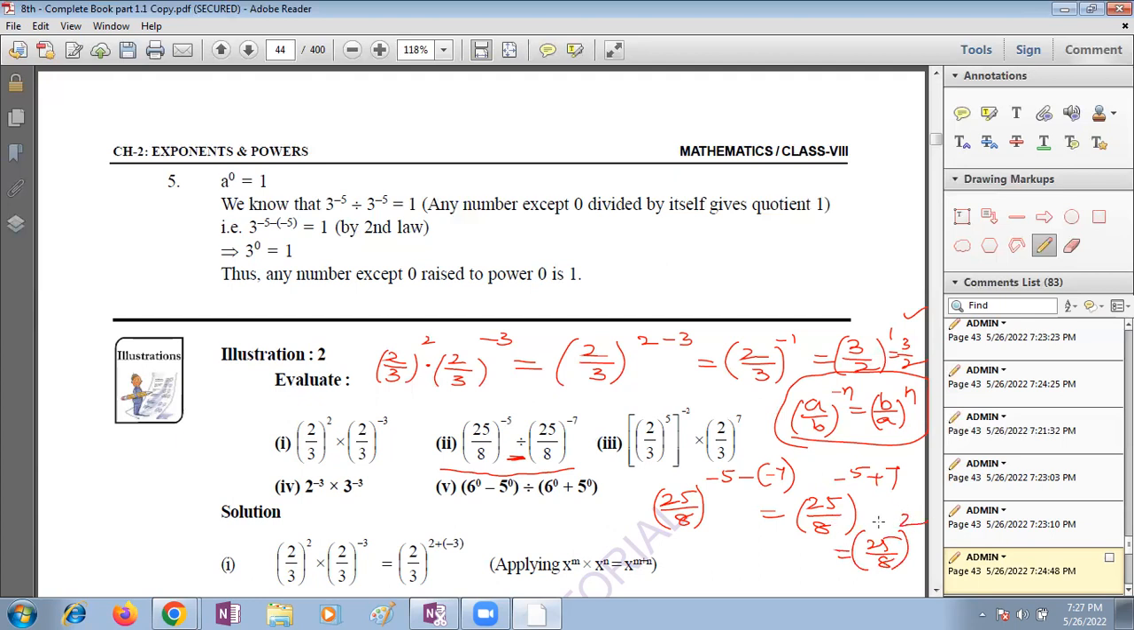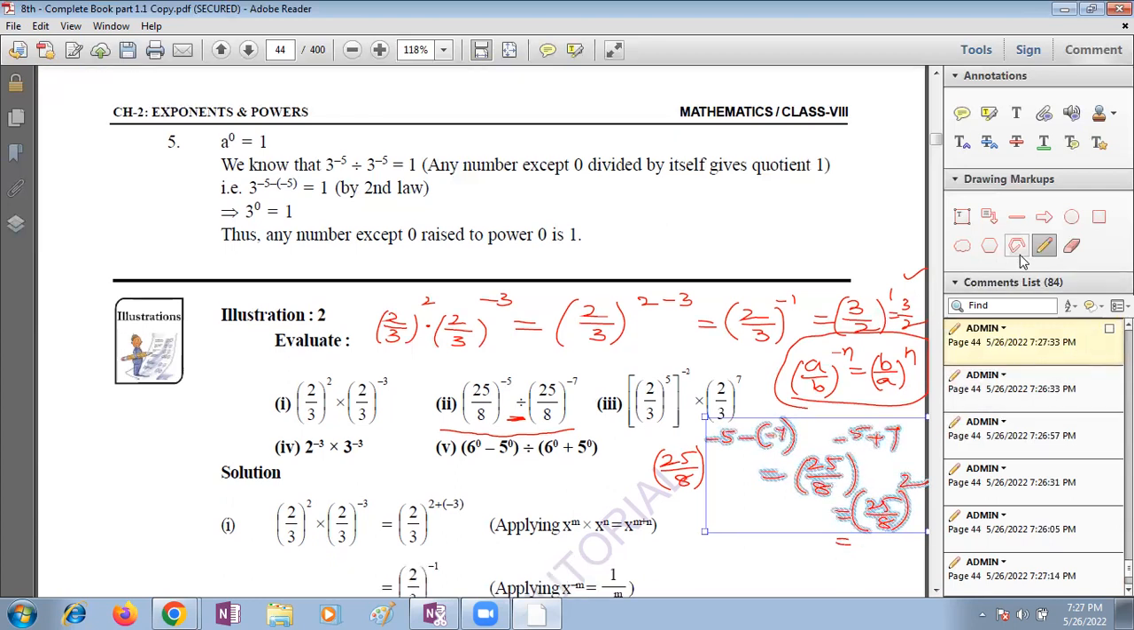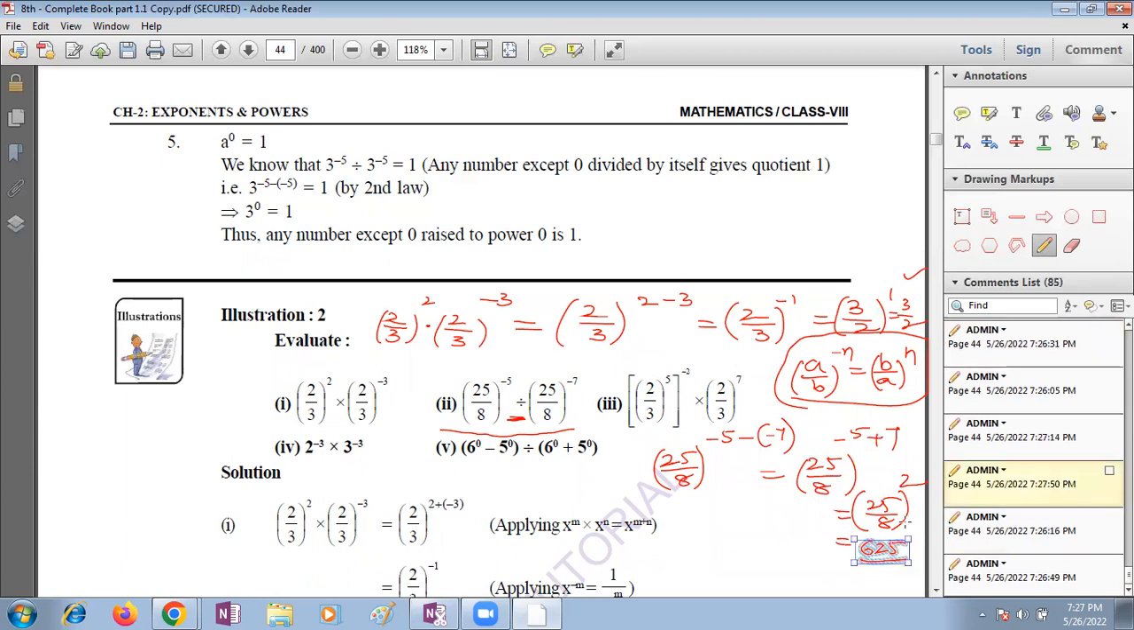Evaluate means you need to find the value. 25 square is 625. What is the value of 25 square, children? 625. 8 square is 64, ma'am. Ma'am, what do you mean by this? 25 square is 625 mean? What does it mean, ma'am?